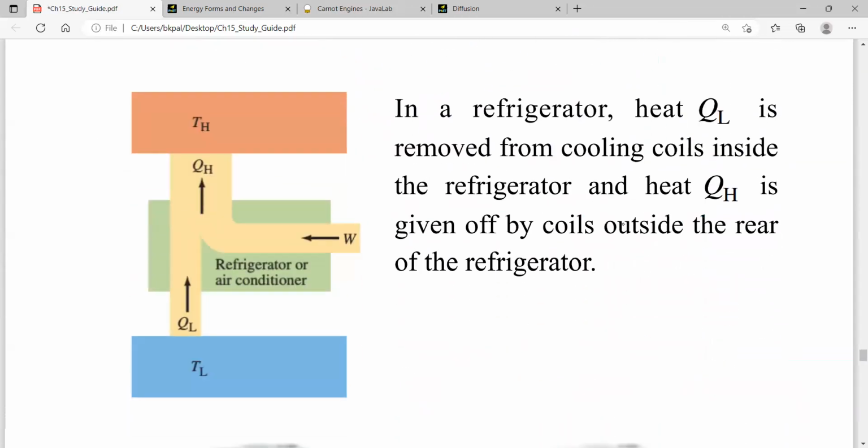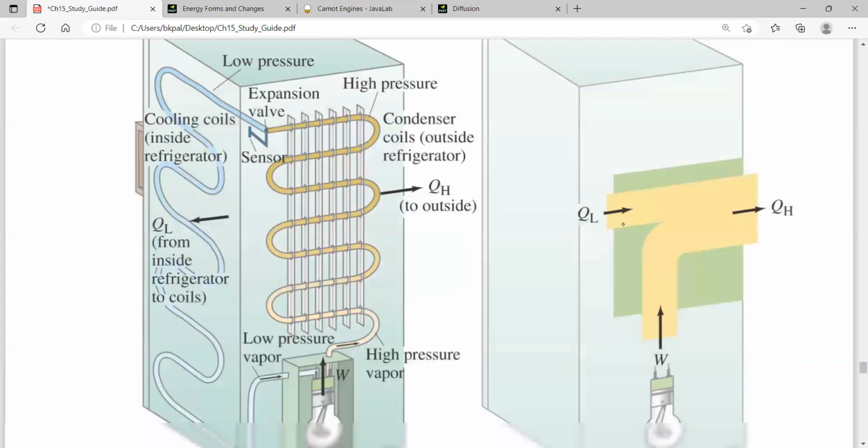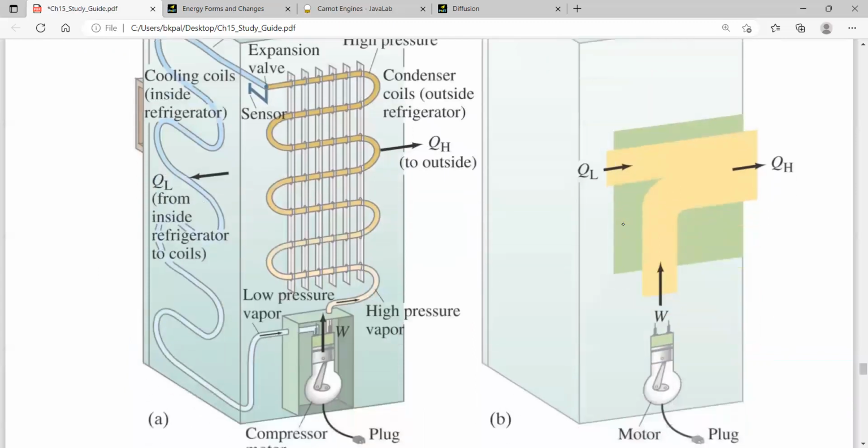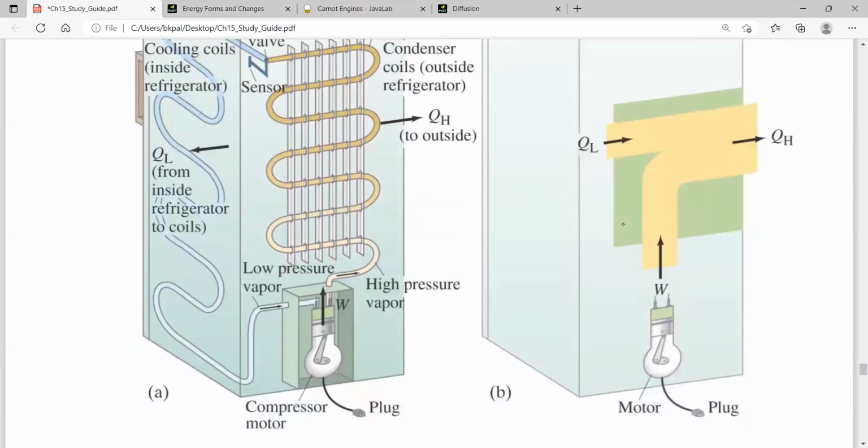So let me show you here. So here you see this motor does some work, and that's why heat is going in this direction, from cold inside to the hot outside. So this motor basically pumps the heat from the interior to the outside.